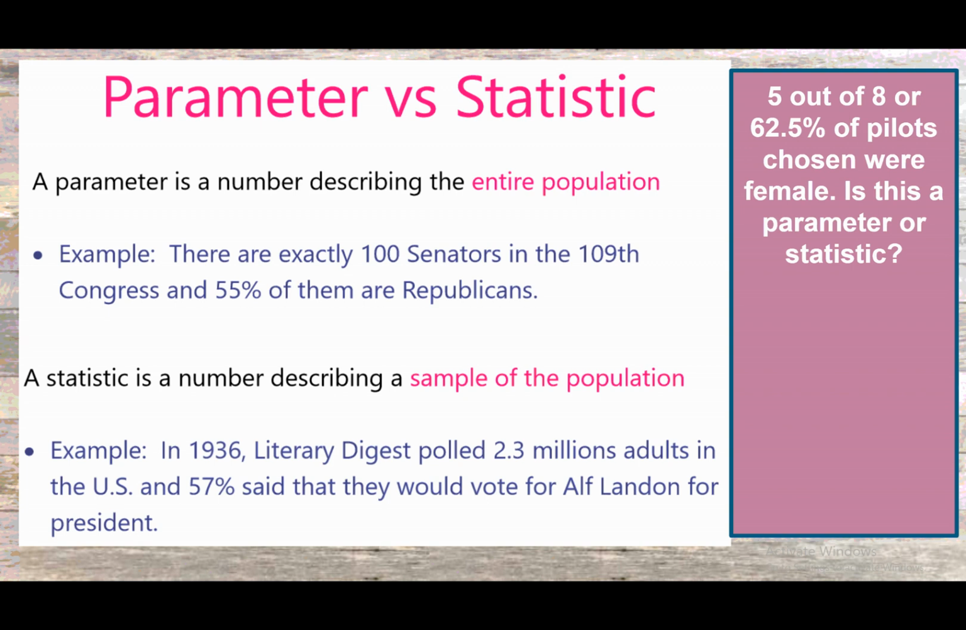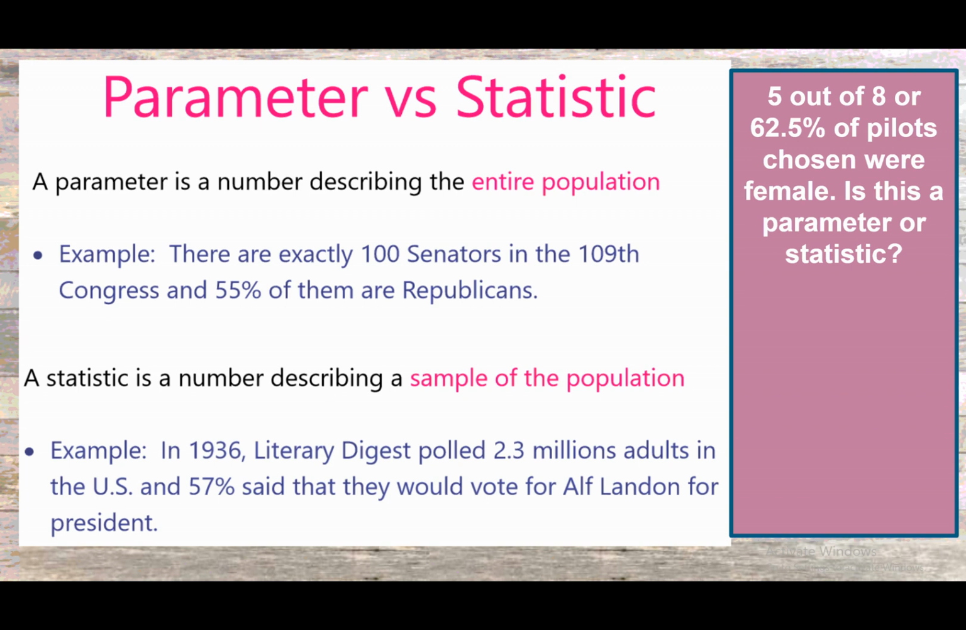So parameter goes with population, easy to remember, start with the same letter. Sample goes with statistic, easy to remember, start with the same letter. So a parameter is some number that is used to describe a population. And a statistic is a number that is used to describe a sample.